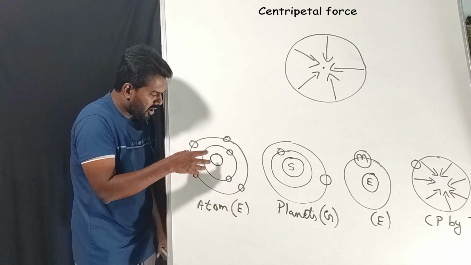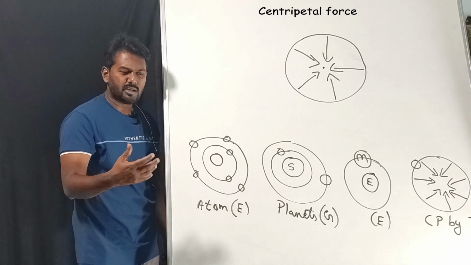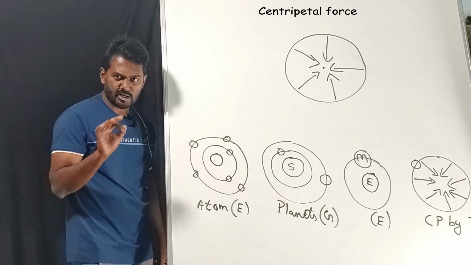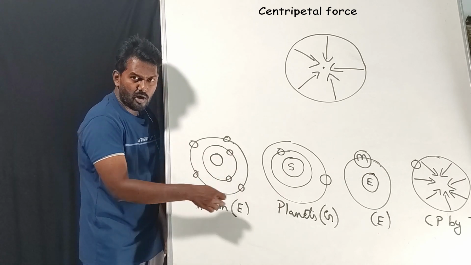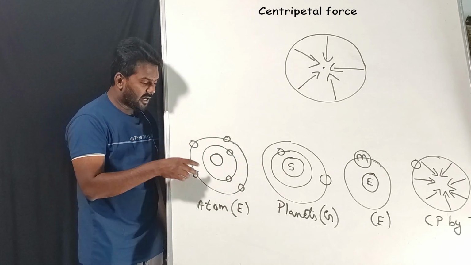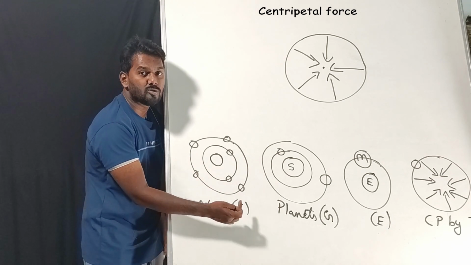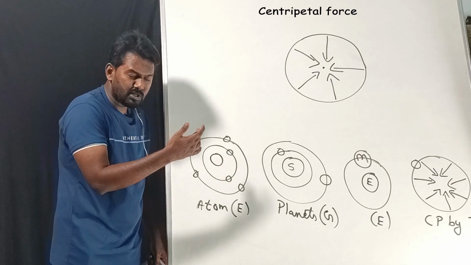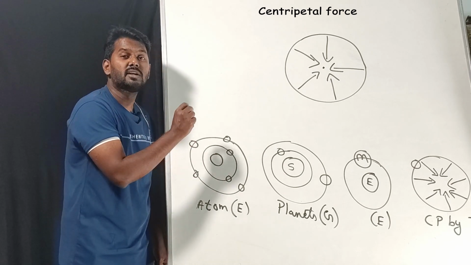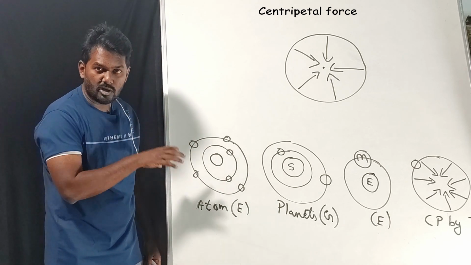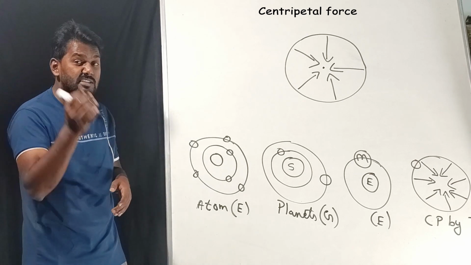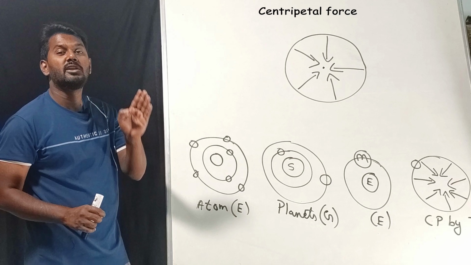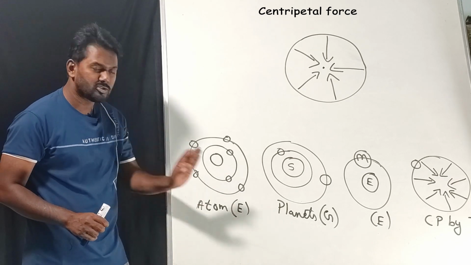Listen. Here, an atom means we have a nucleus and electrons revolving around the nucleus, correct? Between the negatively charged particle and the positively charged particles, the protons inside the nucleus, the centripetal force, that electrostatic force, is created by the positively charged particles. Positively charged particles creating that force is very important. In this case, positively charged particles are creating electrostatic force.